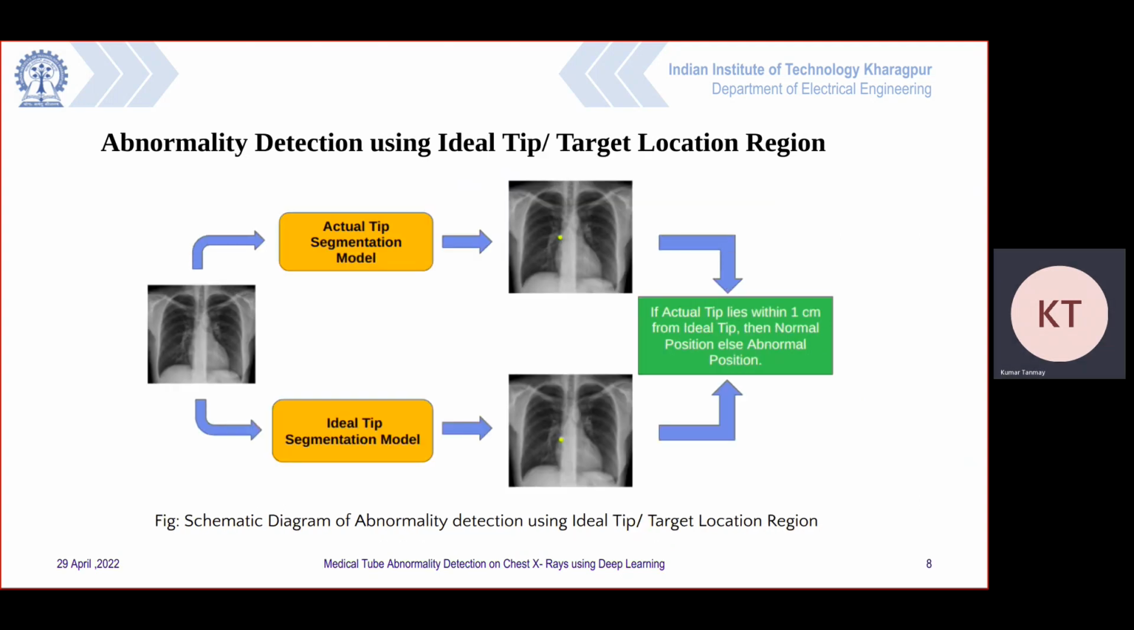Here is the tube abnormality detection using the ideal tip location. If the actual tip lies within 1 centimeter of the ideal tip position, then it is considered a normal position, else an abnormal position. These ideal and actual tip mask images are predicted by the respective segmentation models, and the distance can be found out using the blob distancing algorithm. This method of abnormality detection works fairly well compared to the previous two approaches.